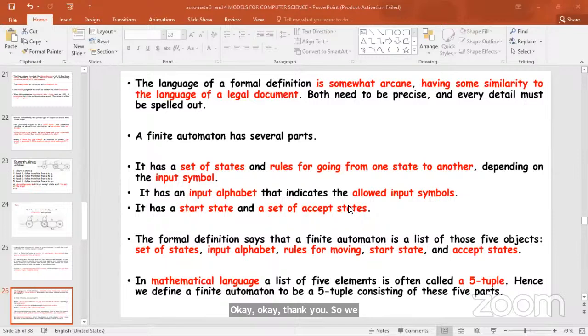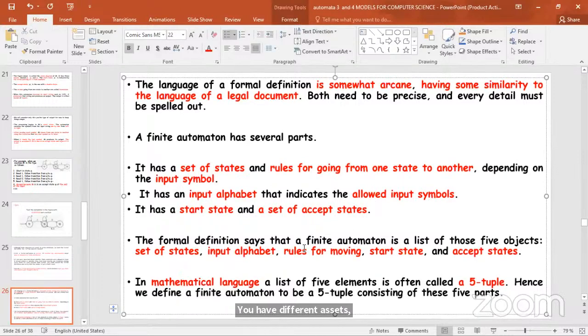Now, it has an input alphabet that indicates the allowed input symbols. So we have some set of input symbols that can be allowed at a time. For instance, you could have A or B as against the 0s and 1s that we have in the previous example. You could have I and J, depending on the input symbols that you want to look at. Then it has a start state. Of course, I'm sure you're aware of that, where the arrow points from nowhere to a particular state, right? It is called the start state or the initial state, and a set of accept states. So you could have one or more accept states. So it's not just that you have one accept state, you have different accept states, right?